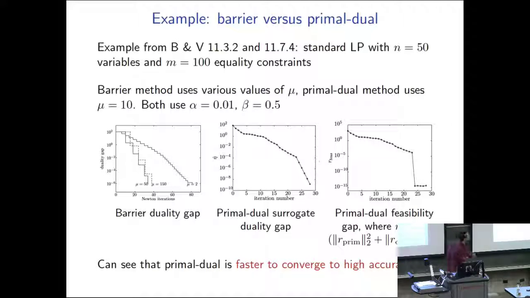And here was the barrier method, by the way, over a bunch of different values for mu. I don't know if you can see, it's maybe a bit small. When mu is 2, the barrier method took a total of 80 iterations to decrease the LP criterion to a suitable duality gap, which was about 10 to the minus 4. When mu was 50, it took about 30 iterations. And when mu was 150, it took about 40 iterations.